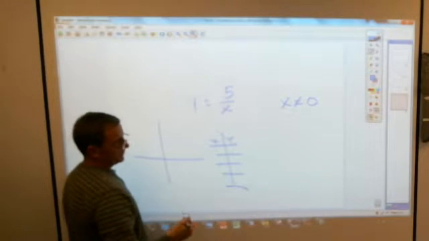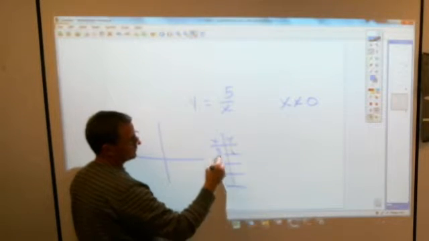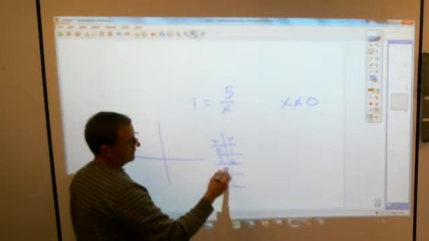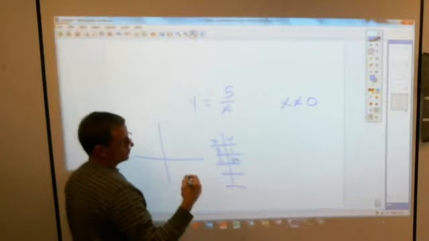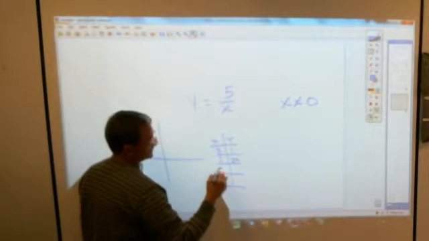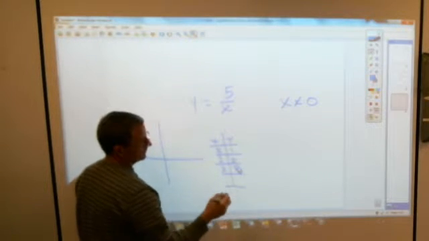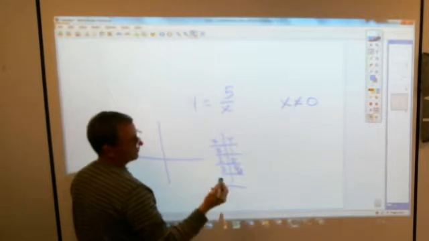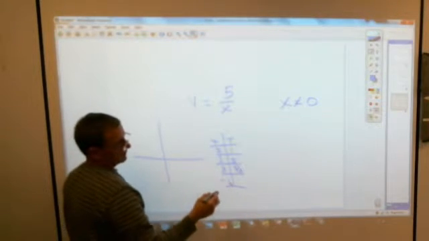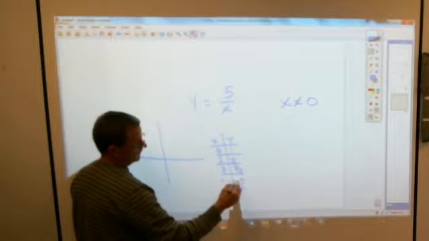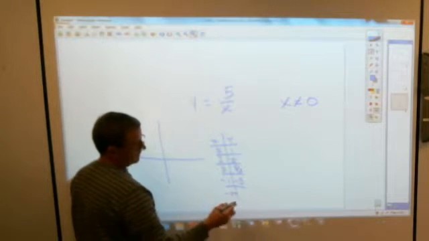Well, let me put some numbers in there that work. If x is 5, y is 1, right? If x is 1, y is 5. Is there anything else that works? If x is 3, y is 5/3. If x is, well, what if x is -1? What's y? Yes, -5, thank you. What if x is -5?